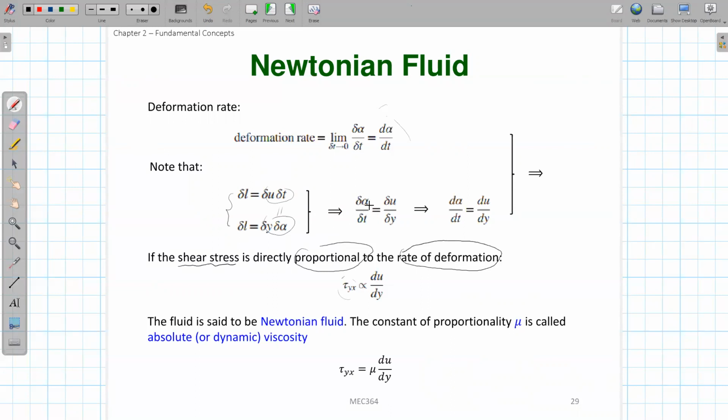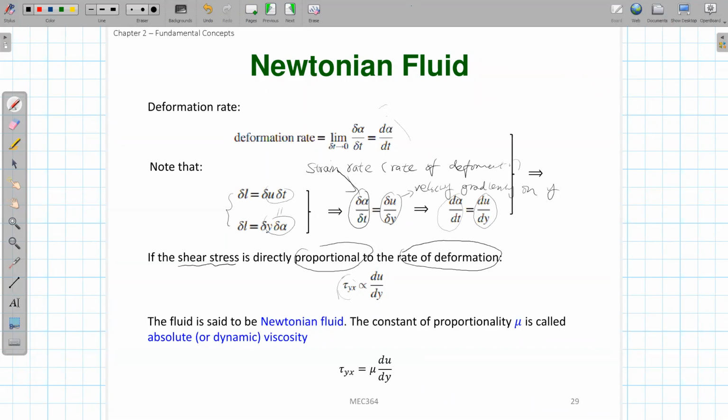We know that delta alpha divided by delta t is just the strain rate. So it's the rate of deformation, and it is also called the rate of deformation. On the other side, delta u over delta y gives the velocity gradient in y. So this shows that the strain rate will be equal to this velocity gradient in the y direction.